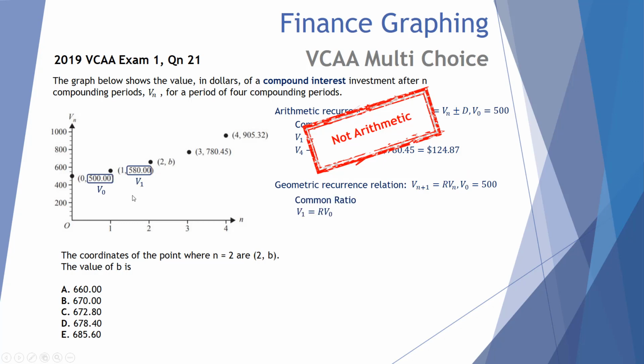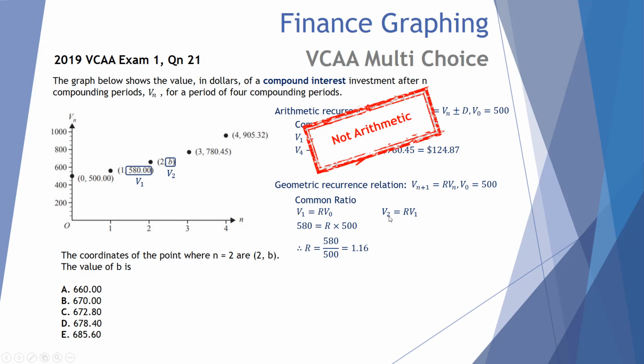a common factor. So from V0 to V1, what we find is if I multiply 500 by R, our growth factor or our ratio, I'll get 580. So I can then divide 580 by 500 to find the R is 1.16. I can then apply this geometric recursion relation to the next two terms to work out the value for V2.